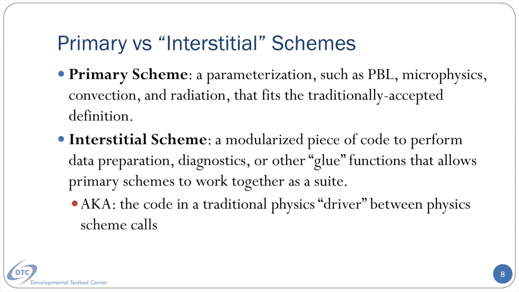The CCPP does not organize schemes by type. That is, there are no predefined categories like microphysics, convection, radiation, etc. that a scheme must fit into. As long as a piece of code complies with the rules to be discussed in a bit, it doesn't really matter what is inside. This allows for glue code, typically found in a traditional physics driver, to be fit into a CCPP suite. We call schemes that fit the traditional definition of a physics scheme, code that parameterizes some subgrid scale physical process, a primary scheme, and schemes that contain glue code interstitial schemes, or code that fits in between the primary schemes. These interstitial schemes perform functions like data preparation and diagnostics that allow primary schemes to function together as a suite. These are often host-specific.